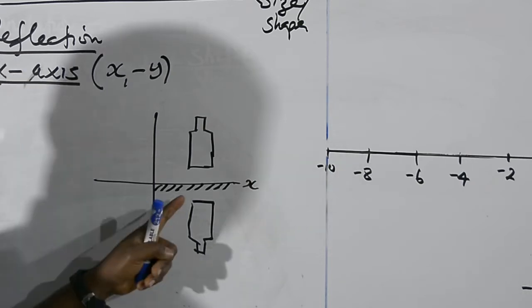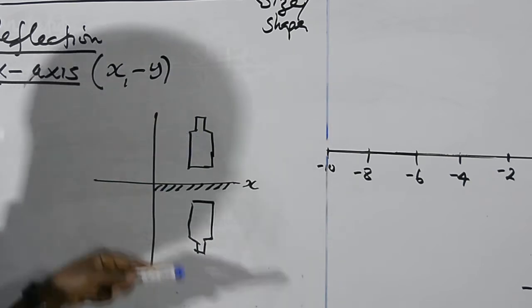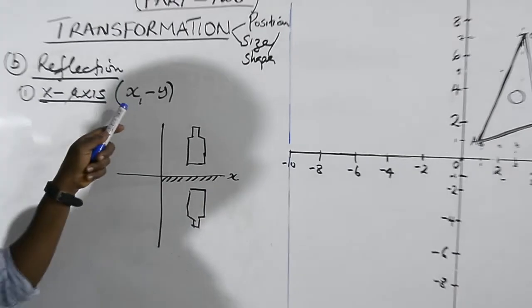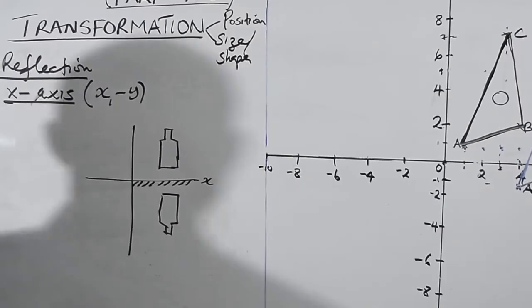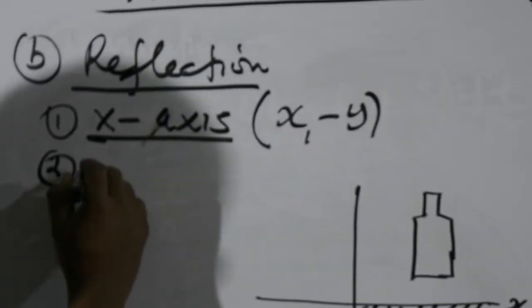So that is telling you that your reflection has been along the x-axis. So how do I get the object to move to get that reflected image upside down? It is this formula that gets you there. So let's go to the second type. The second type is the reflection in the y-axis.